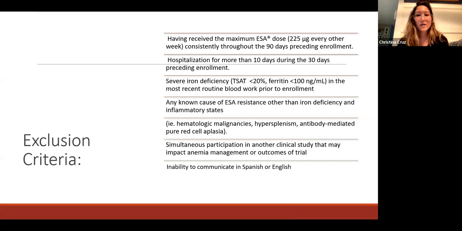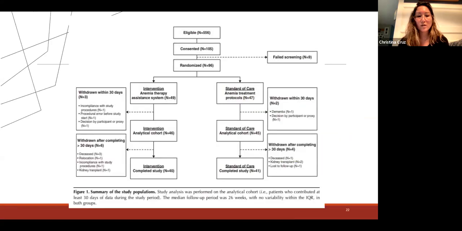Exclusion criteria: if the patient was receiving max ESA doses consistently or hospitalized for more than 10 days, if they had severe iron deficiency, if they had any known cause of ESA resistance other than iron deficiency anemia or inflammatory states, any malignancies, hypersplenism, antibody-mediated pure red cell aplasia, simultaneous participation in another clinical study that may impact anemia management or outcomes of the trial, and inability to communicate in Spanish or English.